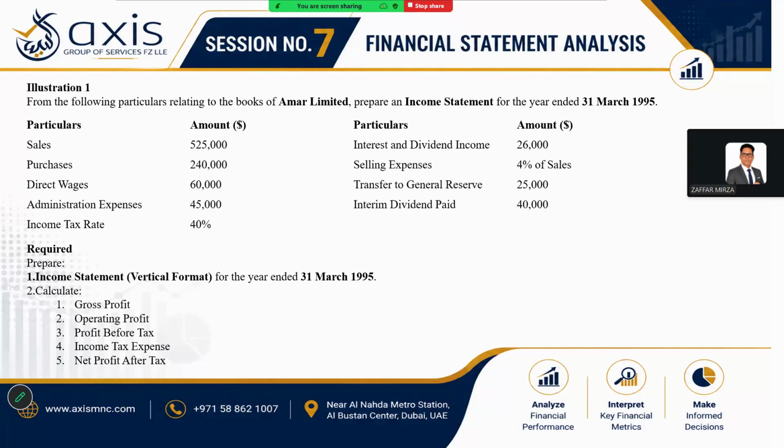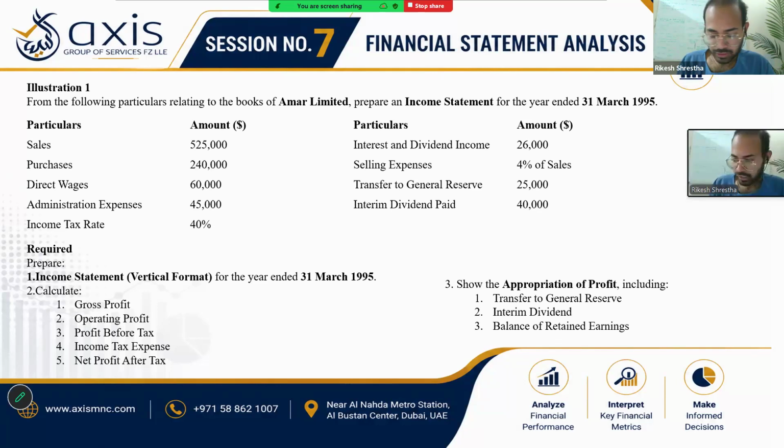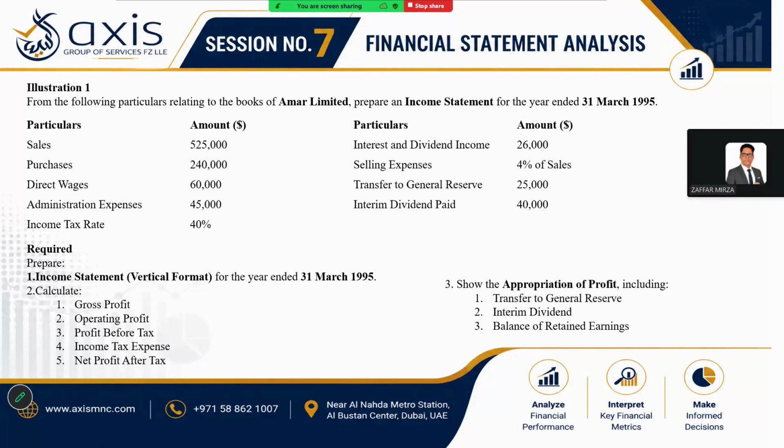All of you trying, preparing. Show the appropriation of profits, including transfer to reserve, interim dividend, and the balance of retained earnings. Guys, are you doing? We are calculating, sir. David, do you need my help? Tell me, I will explain.